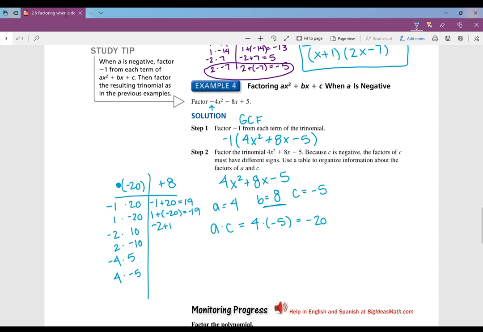-2 plus 10, well, that's going to be 8. So we know that that's the one that we're looking for, since it multiplies to negative 20 and adds up to 8.